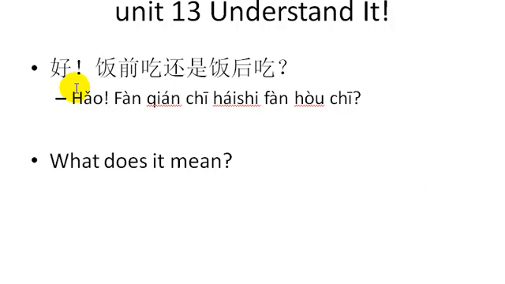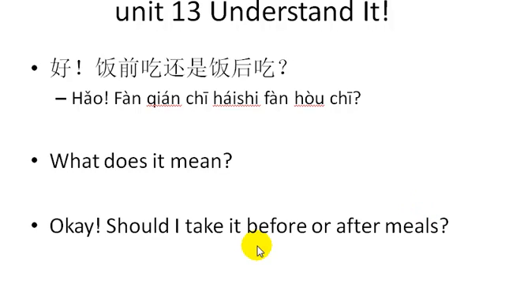好,饭前吃还是饭后吃? Okay, so you know all this vocabulary here, but it's used in a way that you're unfamiliar with. But I bet you can figure it out. So pause and take a look at this sentence and write down what you think it means. Okay, should I take it before or after meals? Okay, so 饭 means food. 吃饭 is to eat a meal. 吃午饭 eat lunch. 吃晚饭 eat dinner. 吃早饭 eat breakfast. So 饭 is a meal basically. So 饭前 before a meal, 饭后 after a meal. So should I take it before or after meals?